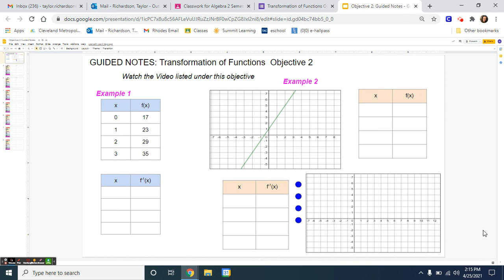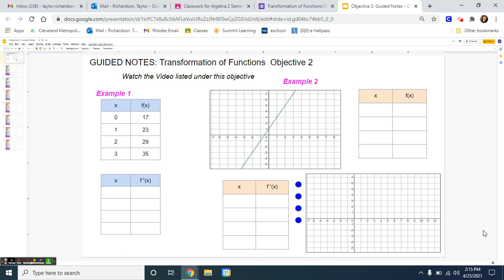Hi everyone, this is the video for our transformations of functions unit, but we're on objective 2, and I'm going to walk you through the guided notes. So objective 2 is all about this thing called inverse. We want to find the inverse of a function.